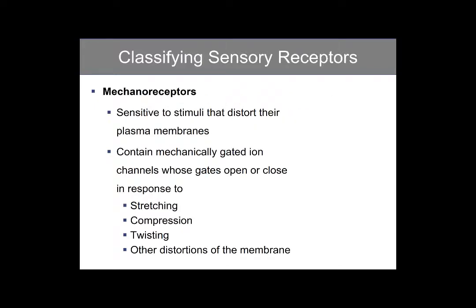Mechanoreceptors are sensitive to stimuli that distort the plasma membranes of the cells due to the presence of mechanically gated ion channels, whose gates open or close when the membrane is distorted, generating graded potentials which, if strong enough to reach threshold, are then converted into action potentials. And mechanoreceptors operate in response to stretching, compression, twisting, or anything that really distorts that plasma membrane.